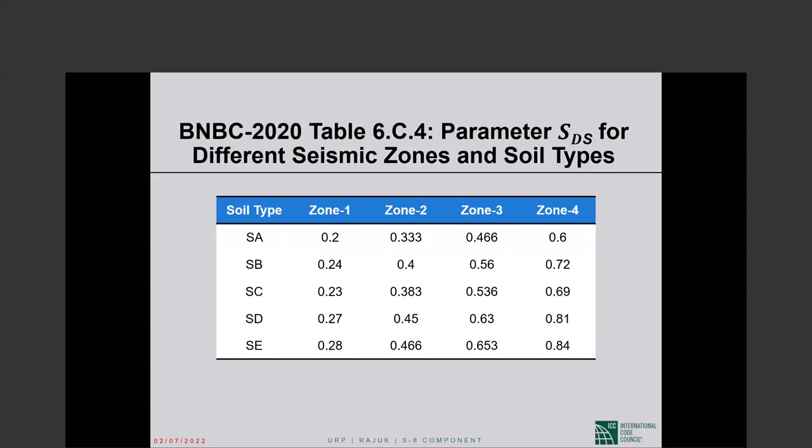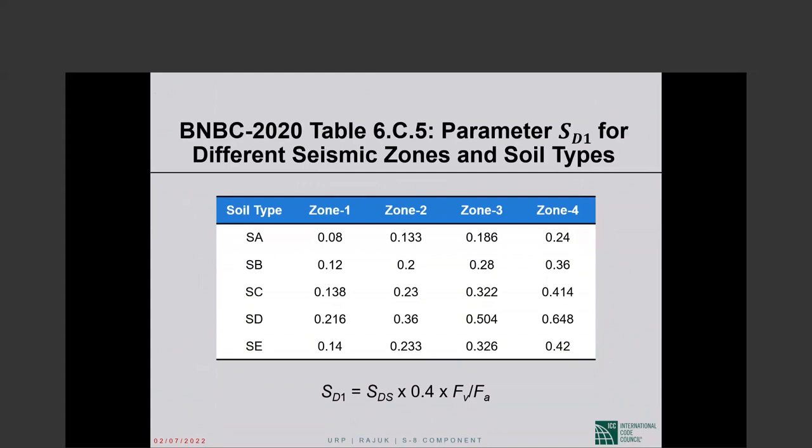So these are S sub DS values. Again, you see that the values are given for the different soil types and the various seismic zones. That's all that you can possibly need. And this is S sub D1. Okay? S sub D1 is S sub DS... well, remember the basic relationship is S sub S is 2.5 times S sub 1.